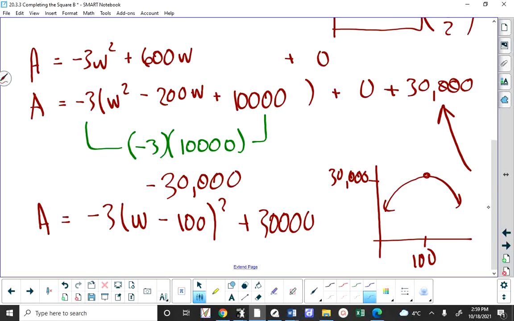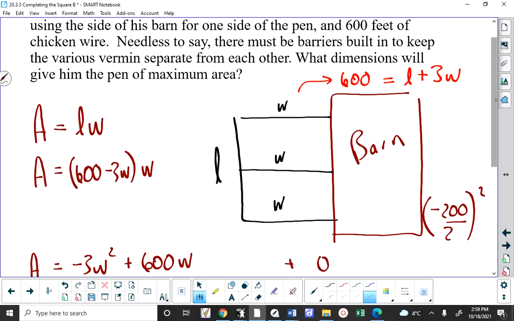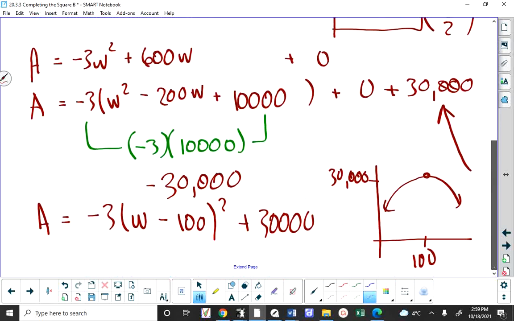So what's L then? We would have to go back somewhere. I suppose we could just use the fact that L equals 600 minus 3W. So 600 minus 3 times 100 is 300. Or you could have taken the area that we got, which was 30,000, and divided by 100 to get 300. Anyway, it's 300 long and 100 wide on each of those 3 sections. Questions with that final example?